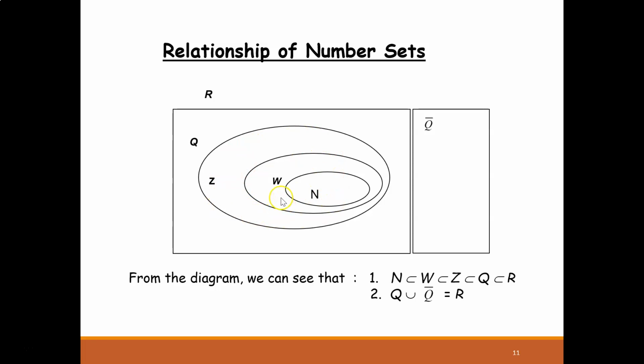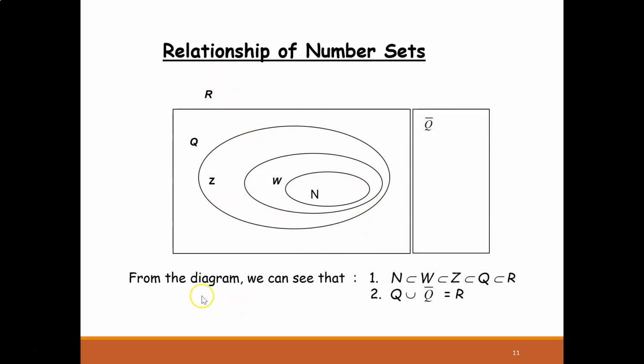Lagi besar, set tu semakin berkembang. And also we have Q. Q is rational numbers. And we have Q over here, Q complement. Q yang ada bar dekat atas dia, kita panggil Q complement. Maksudnya selain daripada Q yang ini. So Q complement means those others than this Q. So this is irrational, this is rational. Then the whole thing, we call it as real numbers. That is real numbers.